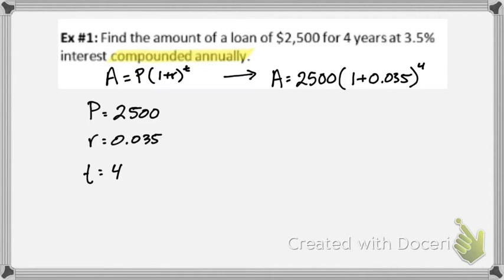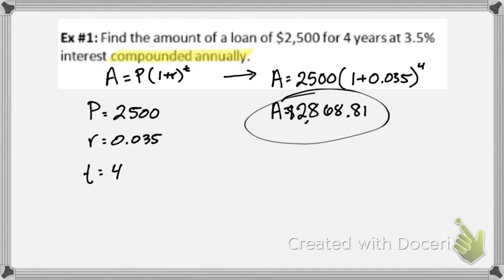Okay, when we put this into the calculator, let's see what we get. We should get the total amount at the end of 4 years is going to be $2,868.81. That's the total amount at the end of 4 years. And you see, in this formula, we don't have to get the interest and then add the principal because it already does it for us. Okay, so here the total amount after 4 years is $2,868.81.